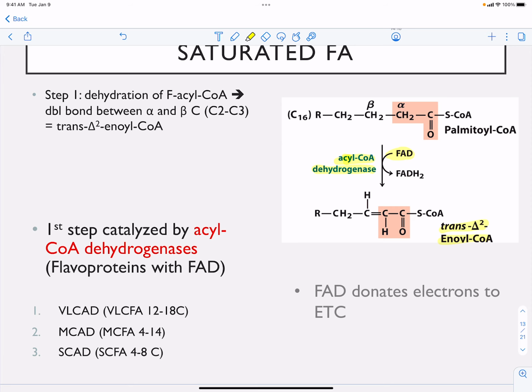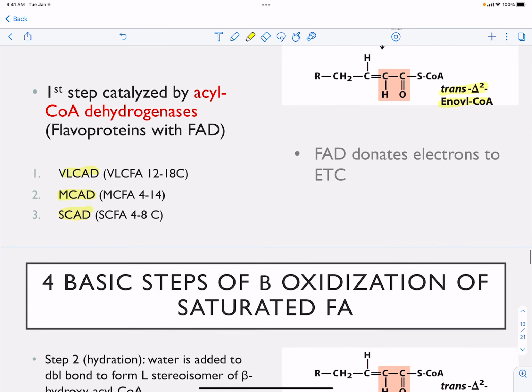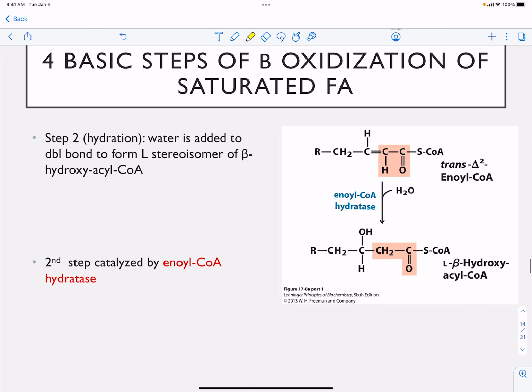Now, just as a side note, we have very long chain acyl-CoA dehydrogenases. We have medium chain acyl-CoA dehydrogenases and small chain acyl-CoA dehydrogenases. The second step is going to be hydration. We're going to add water, and this is through a hydratase. And this is basically going to generate an L-beta hydroxy acyl-CoA. So you're basically just breaking that double bond.